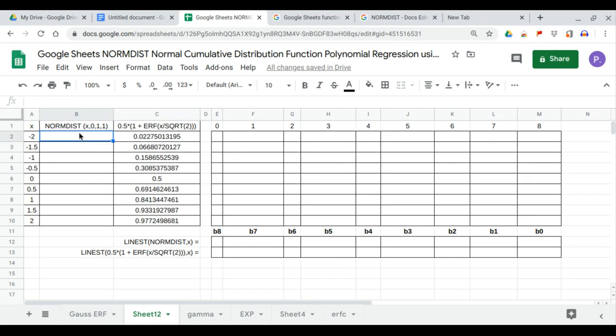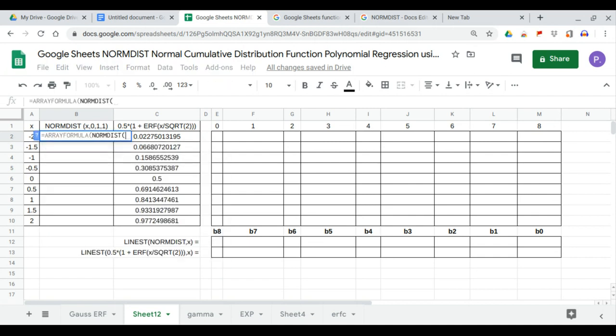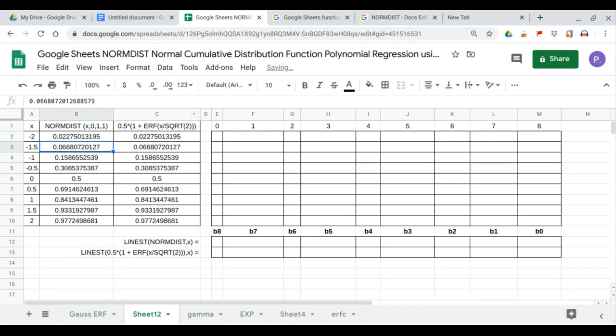This can be calculated using the normal distribution, which is the formula NORMDIST of the x values, where our mean is 0 and the standard deviation is 1, and we choose 1 for cumulative distribution function. And we have the exact same values.